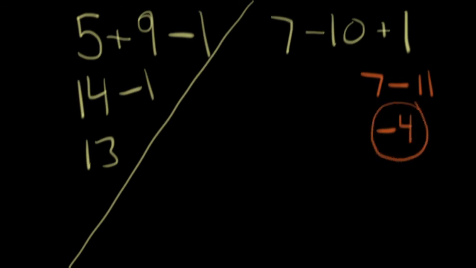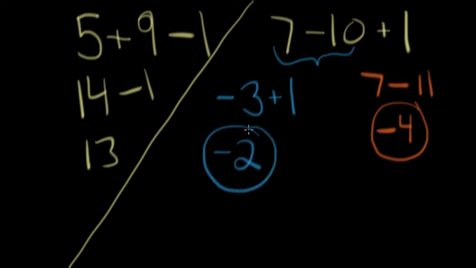Okay, well, what's the big deal, Mr. Douglas? I don't understand why we're spending so much time on this. Let's go left to right. What is 7 minus 10? If I just did the first part, 7 minus 10, that would be negative 3. And I still have that plus 1 here. What's negative 3 plus 1? Well, that's negative 2. Uh-oh. I'm confused. I got 2 different answers.